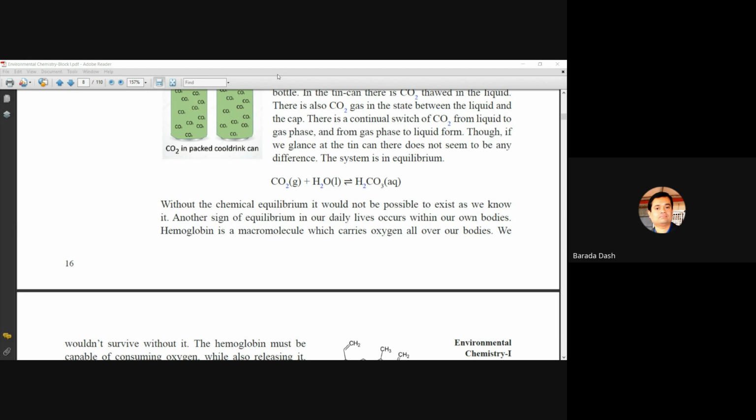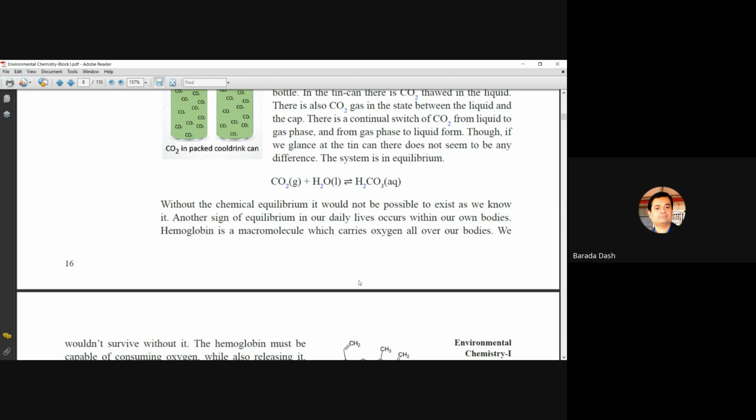What does hemoglobin do? Any idea? Am I audible to all of you or not? Yes, sir. Hemoglobin carries oxygen in our blood and it transfers the oxygen to our tissues. Okay, so all over the body.